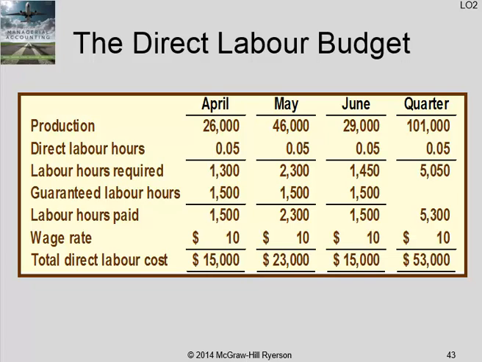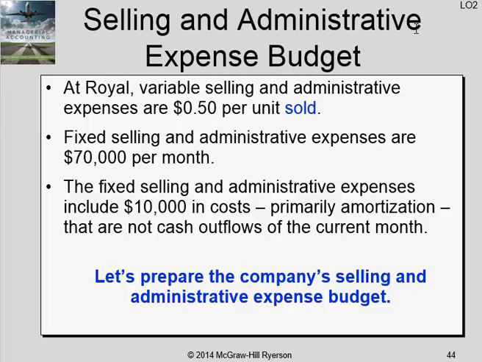So, as I said, labor tends to be fairly straightforward. We're not going to do a demo problem for labor. We're just going to move on to the selling administrative expense budget.